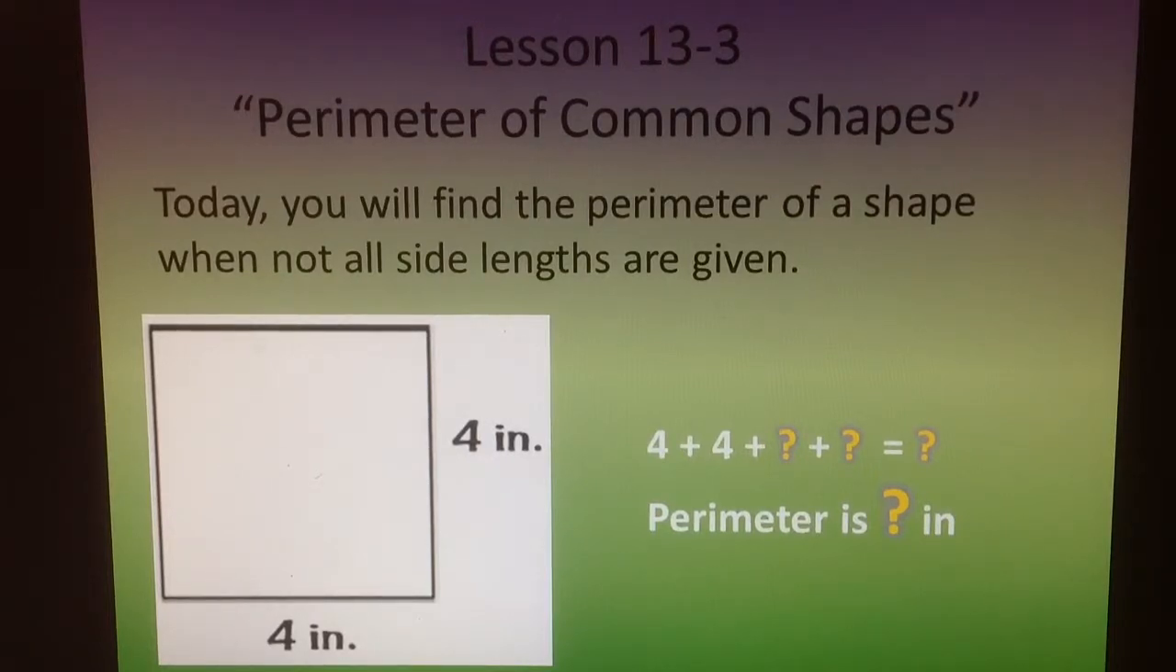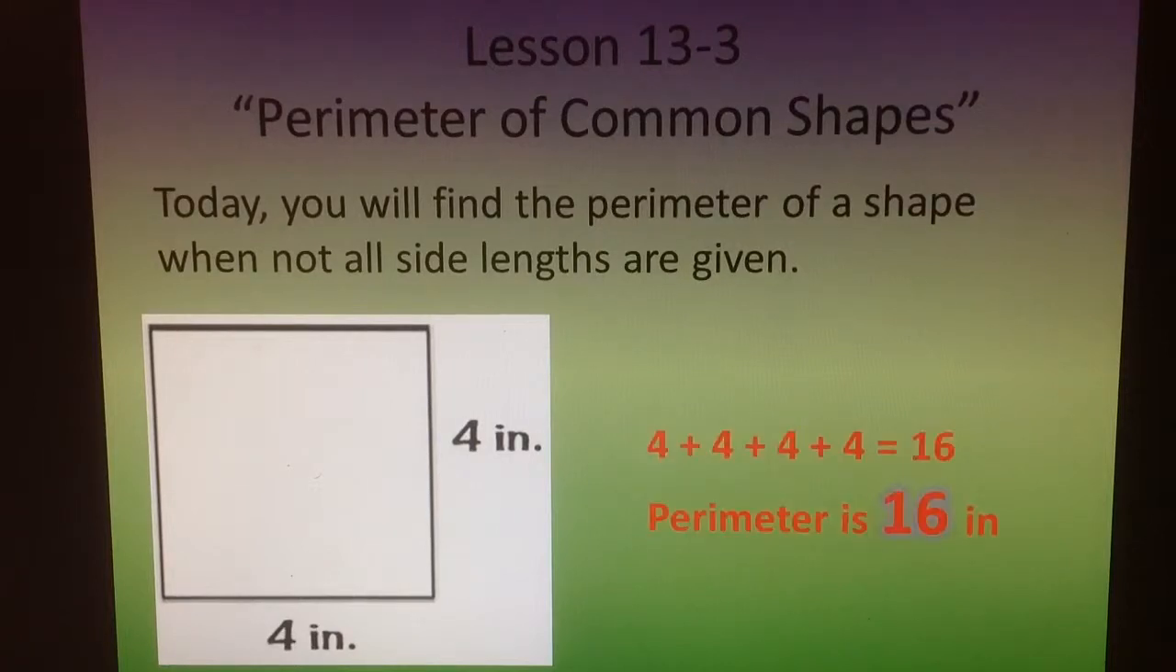For example, we're looking at a shape that has one side of 4 inches, another side of 4 inches. We have to figure out what the whole entire perimeter is. In this case, we would add 4 plus 4, and we would do it again. 4 plus 4 plus 4 plus 4 to get all the sides of this square. And then we know 4 plus 4 plus 4 plus 4 is 16. 16 inches.